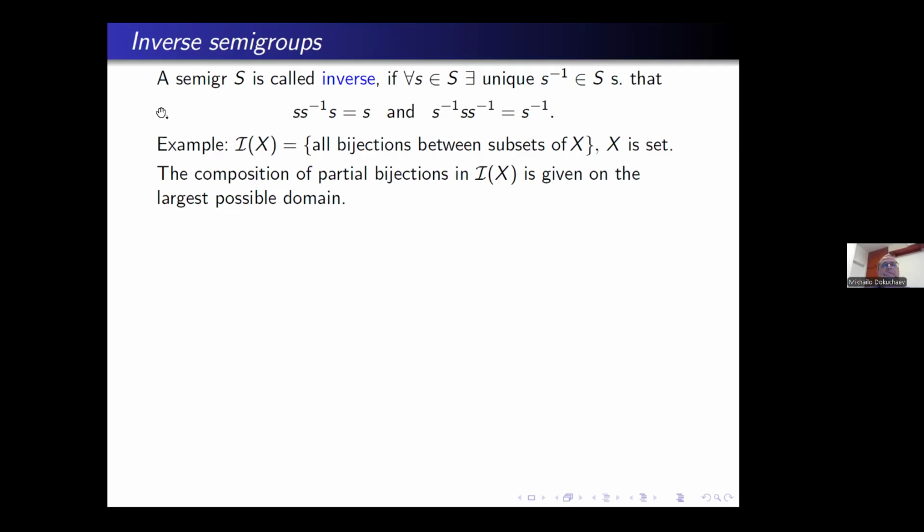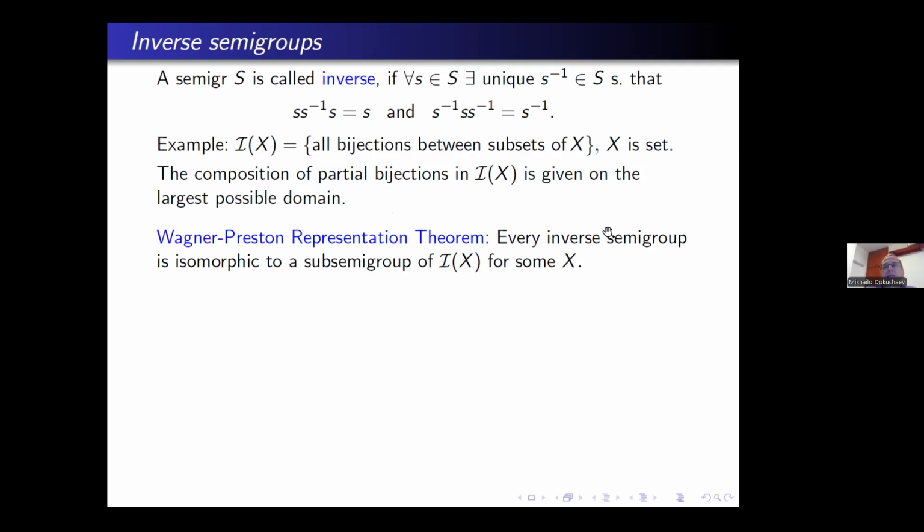Sorry for that. A semigroup is called inverse if for any s there is a unique element, which we denote as s inverse. Many people denote it as s star. It's not the real inverse, it's just like a partial inverse, so that these two equalities hold. An important example is the so-called symmetric inverse semigroup of all bijections between subsets of X, which we call partial bijections, and the composition is defined on the largest possible domain.